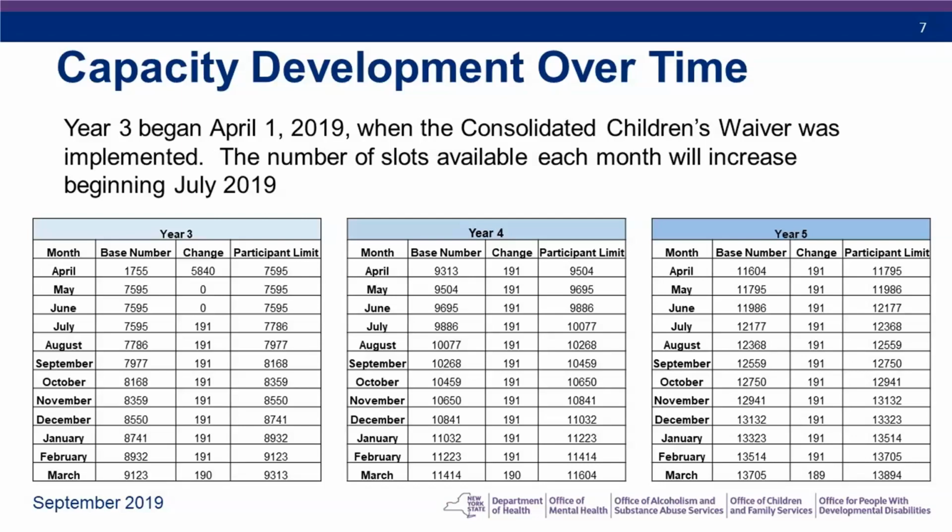And as you can see, July was our first increase, and we have broken down our increase of slots on a monthly basis. And on average, it's 191. It does fluctuate in some of the months. And as you can see, throughout, hopefully, the next 2 years, we will get to a number of slots that is 13,894. And of course, our goal is to serve as many children as possible, hoping that we never have a wait list.